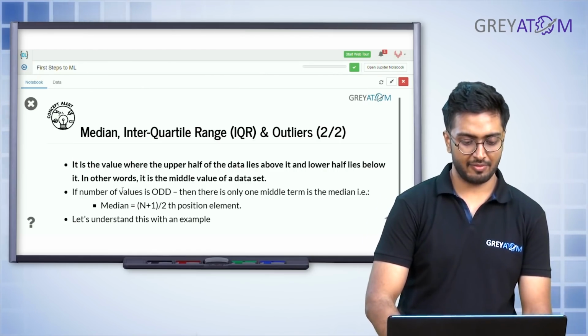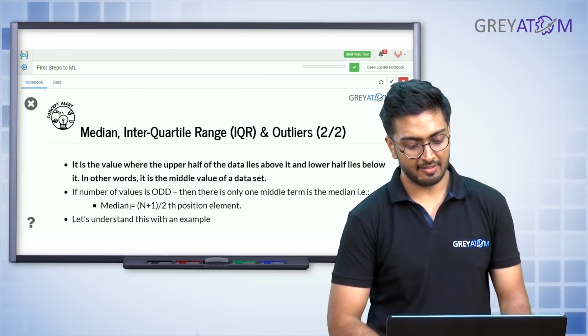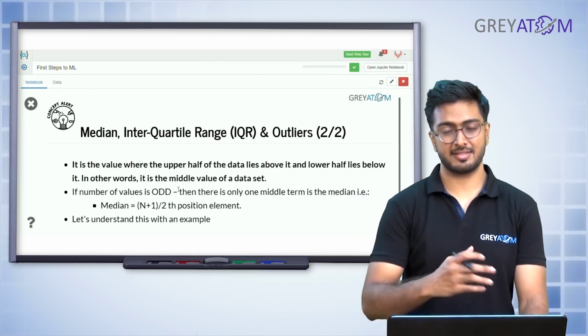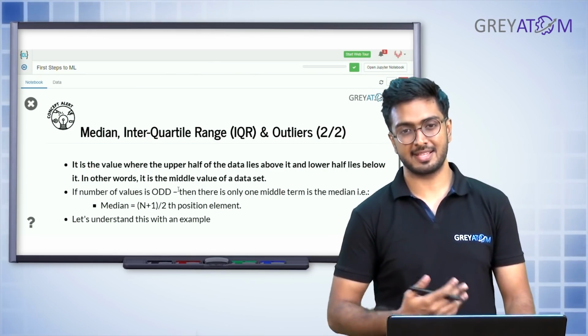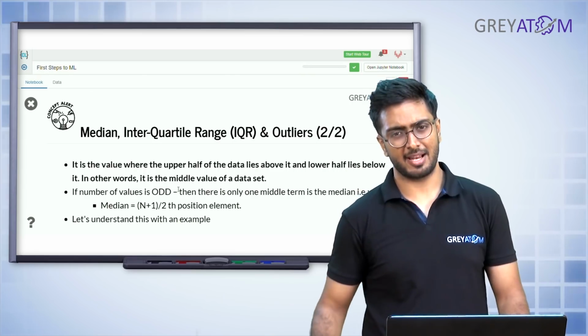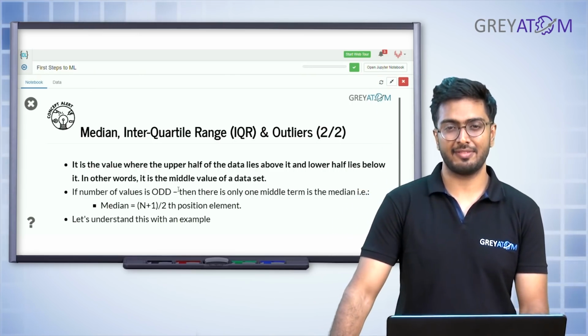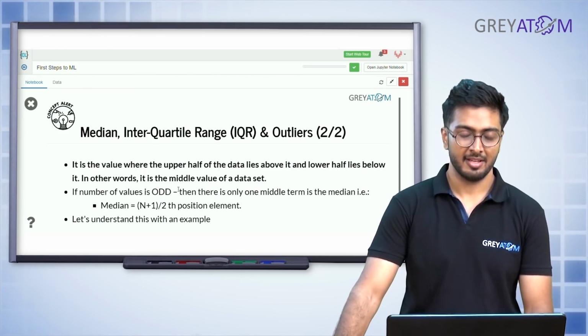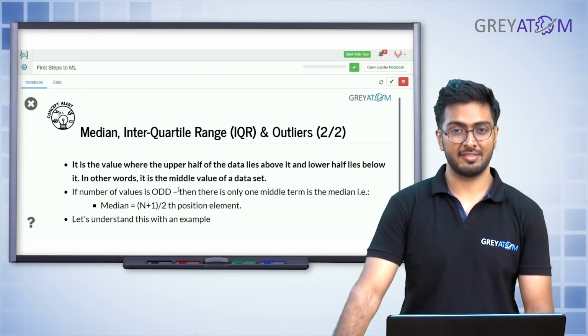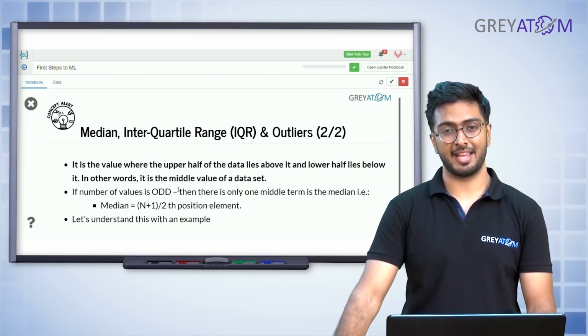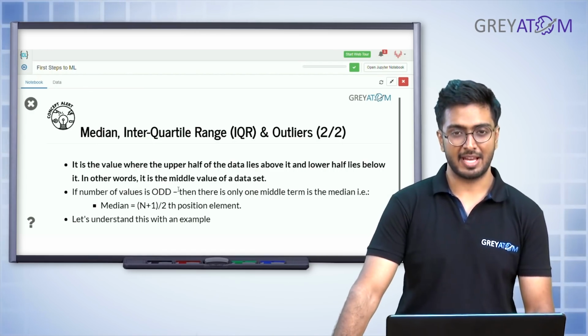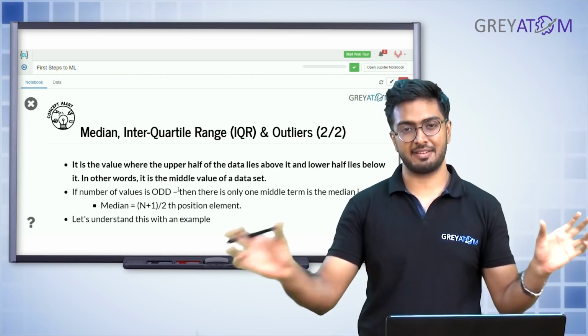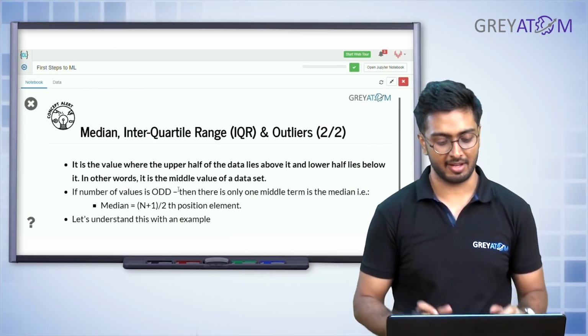So how you calculate it is, if the number of values is odd, say 5 values or 7 values, then it's very easy to calculate. There's only one middle value. If there are 5 values, the third value is your median. If you have 7 values, the fourth value is your median, right? Similarly, if you have 15 values, the 8th value is your middle value, since it has 7 values before it and 7 values after it. So it's the exact middle value.